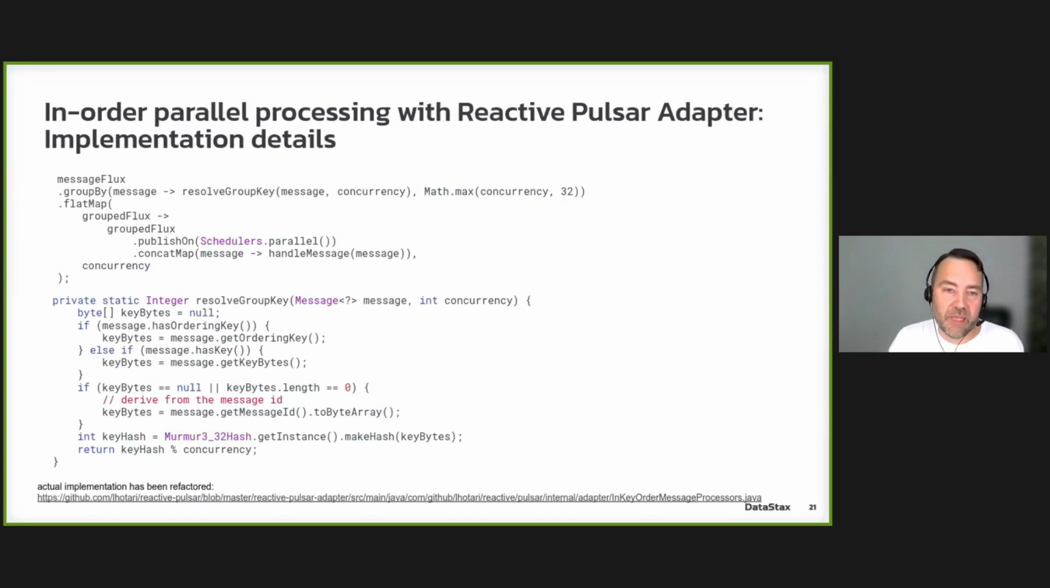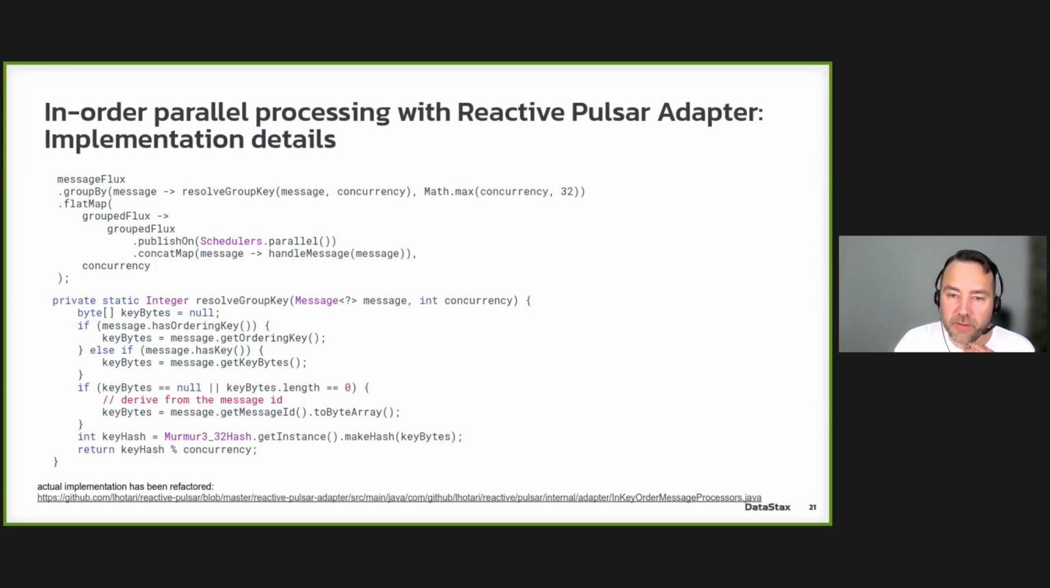On a Pulsar message, you have this ordering key, and then you have a partition key, and there's also the possibility that the message doesn't have any key set. In that case, it'll use the message ID as the source of the hashing. And the reason for doing this is that when a message is redelivered, it gets processed by the same processor that initially processed it. So you don't mess up ordering also in that case.